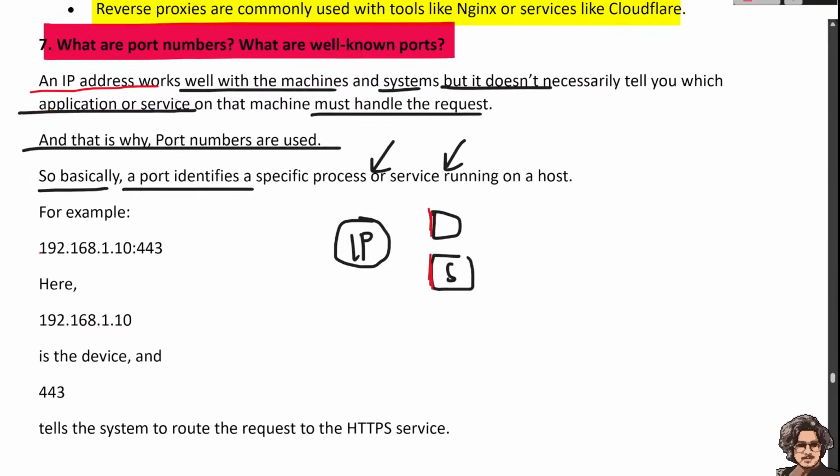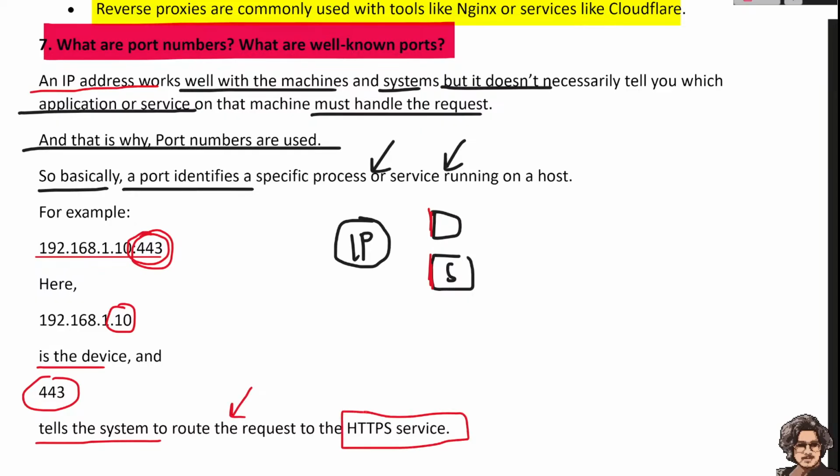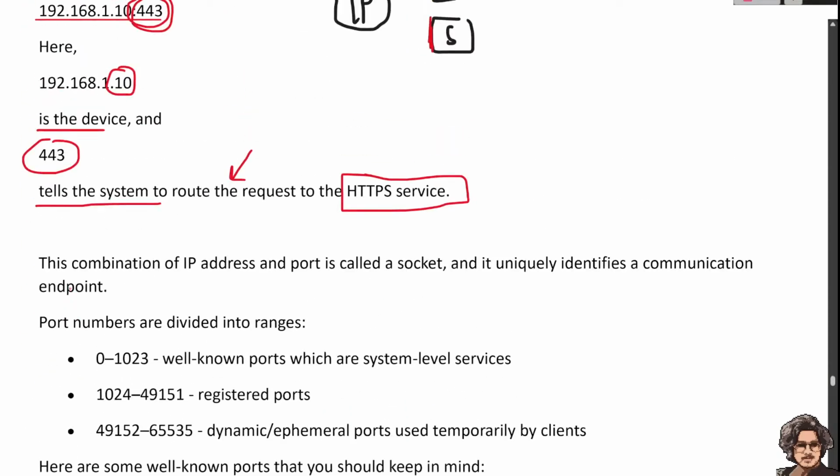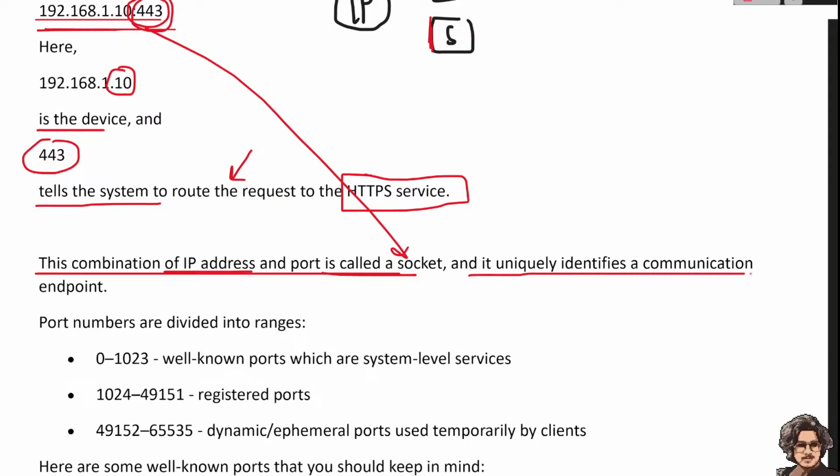For example, if we have 192.168.1.10:443, this part is the device's IP address, and 443 tells the system to route the request to the HTTPS service. The combination of the IP address and the port is called a socket, and it uniquely identifies the communication endpoint.